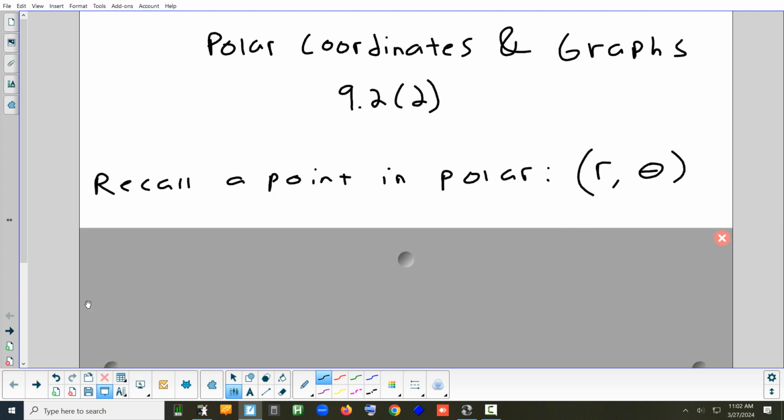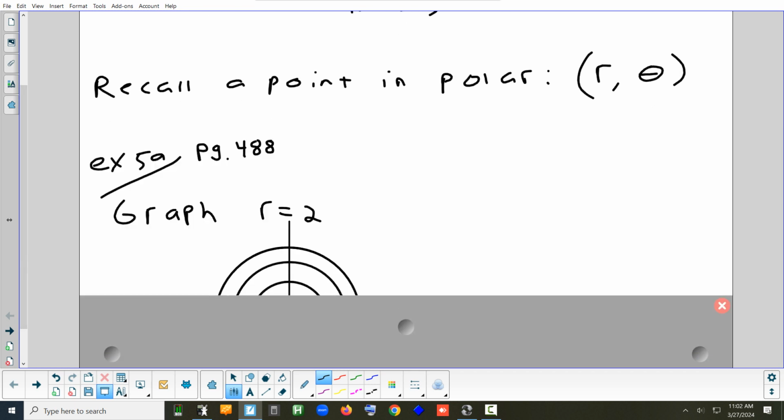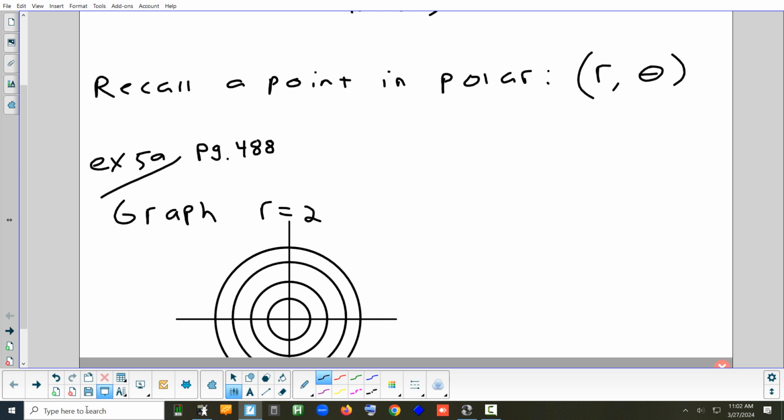All right, so remember how you write a point in polar. There's no x and y. It's an r and a theta. So I want to graph r equals 2. To do that, let's think of some points that would be on the graph r equals 2. What would be a coordinate that's on the graph r equals 2? Any coordinate. Yeah, (2, 0 degrees). Yep, right.